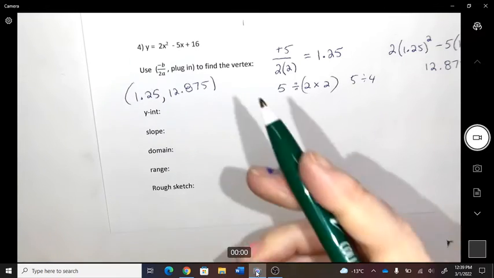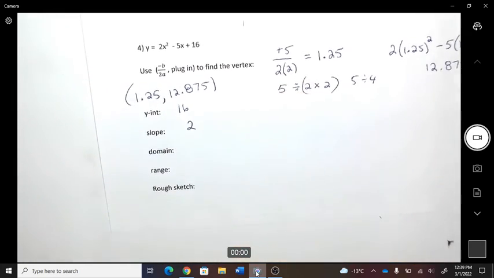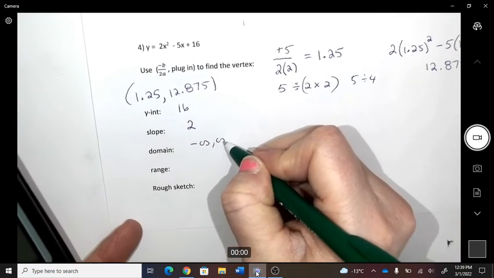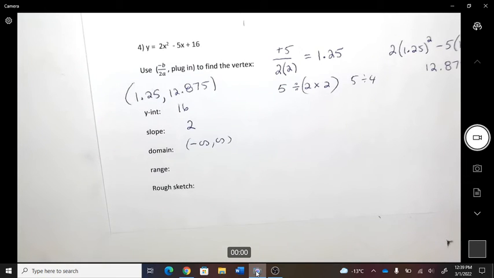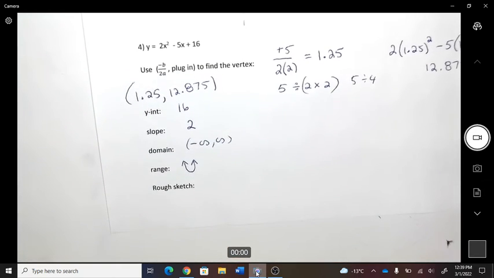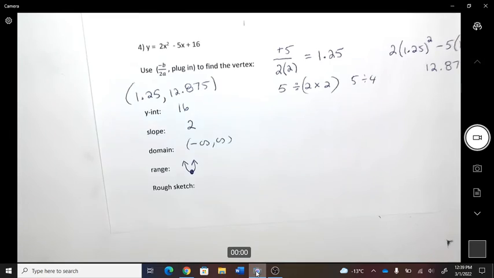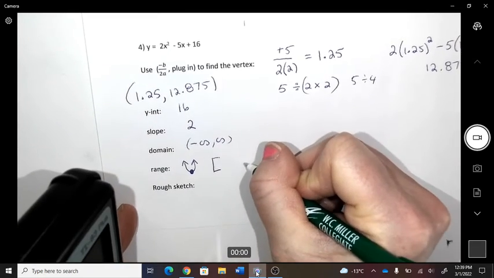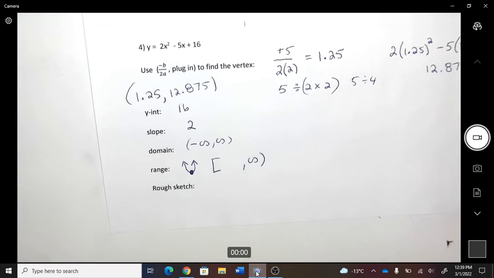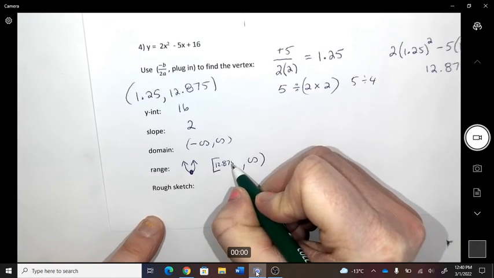What is it? A snap of a finger? 16, because those were zeros. The slope is 2. The domain is negative infinity to infinity. And the range, I do know it opens upward because of the 2 slope. So what is the lowest height to infinity, right? That would be how it works. Some kind of low height to infinity. And then what's the lowest height? The 12.875.